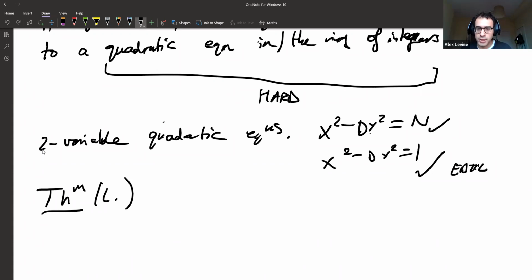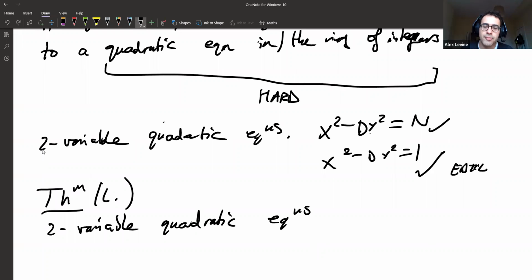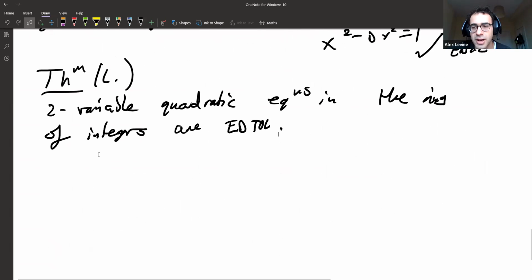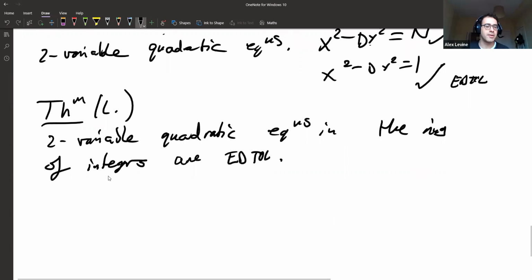After working through and understanding what these look like, I ended up showing that 2 variable quadratic equations in the ring of integers are EDT0L. And I was quite surprised by that because certainly at the beginning, I was very much intending to do this to get a much stronger theorem showing that equations in general in the Heisenberg group are not EDT0L. But that was not the case.